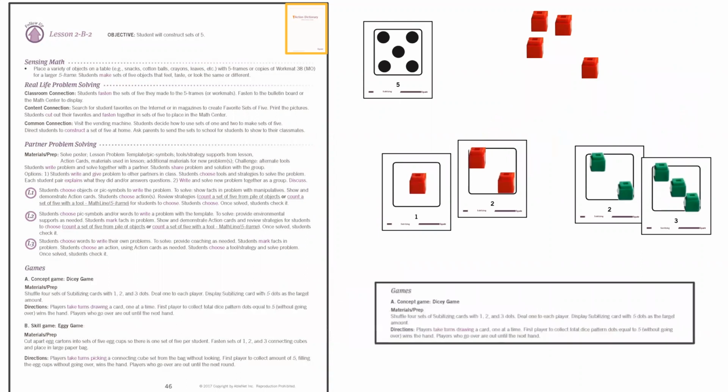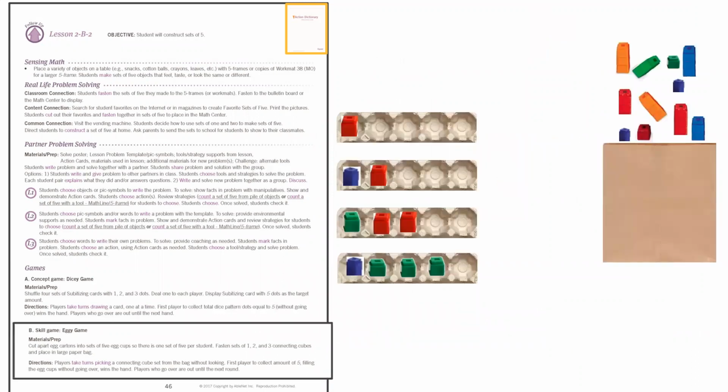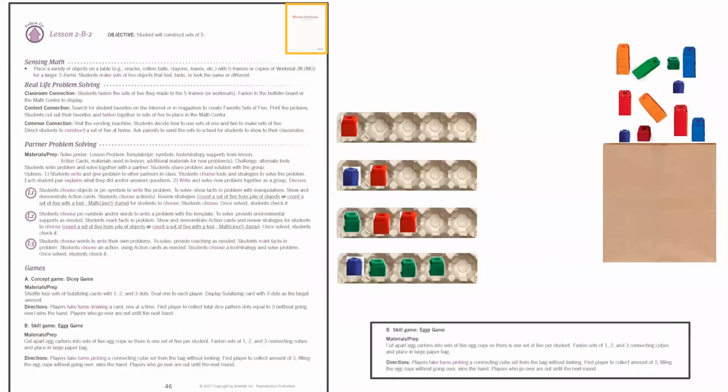The final 2 activities are the games. The concept game is one that reinforces the broader concept of the lesson objective. So in this example, students are working on matching sets up to 5. The skill game focuses on a particular skill from the lesson objective. In this example, students are using cut egg cartons as a fun alternative to the 5 frame to make sets of 5.